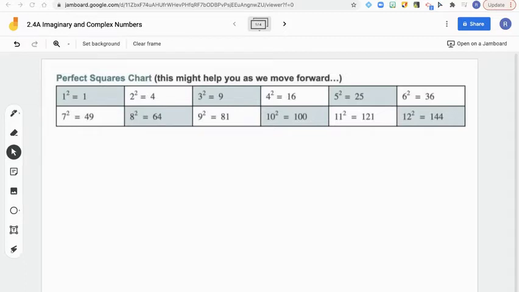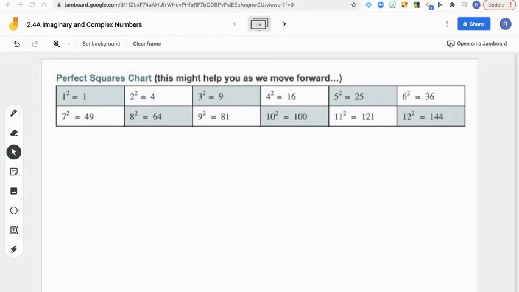And so what you see here on the screen is something you will want to make sure that you have written down in your notes. If you are using the student note sheet, you will see that this is there for you already. This is simply a table that is reminding us of those perfect squares.